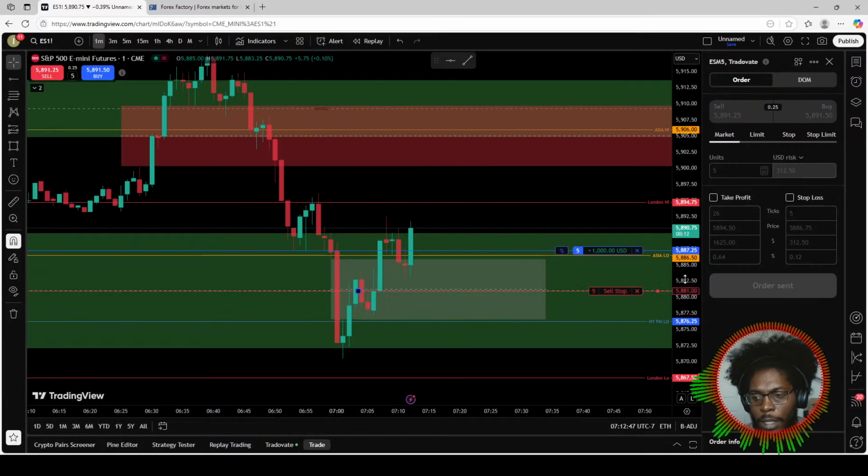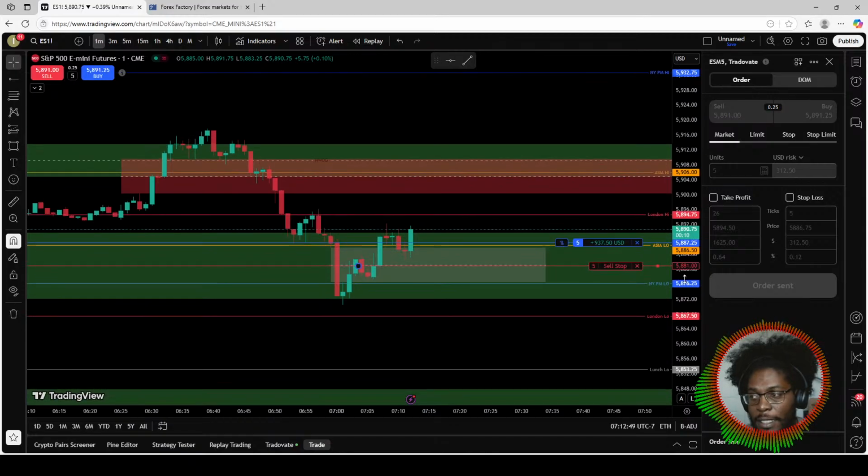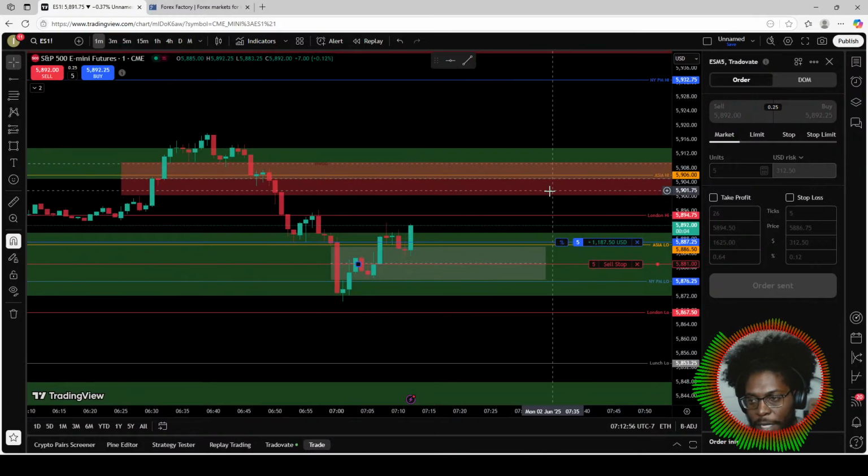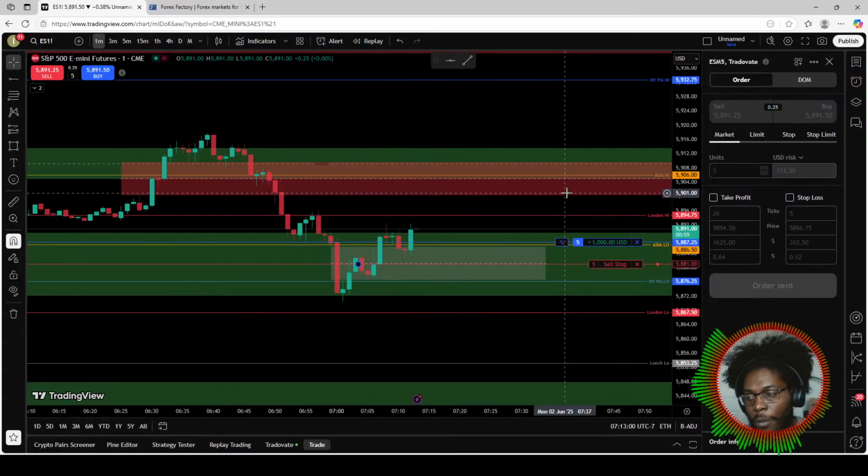All right, so I would really like to see it possibly go back up into this new week opening gap, but you see this red box right here. I'm thinking that was an inverted fair value gap on the 5 minute. That might be where we're going, and price probably wants to go a little bit lower today.